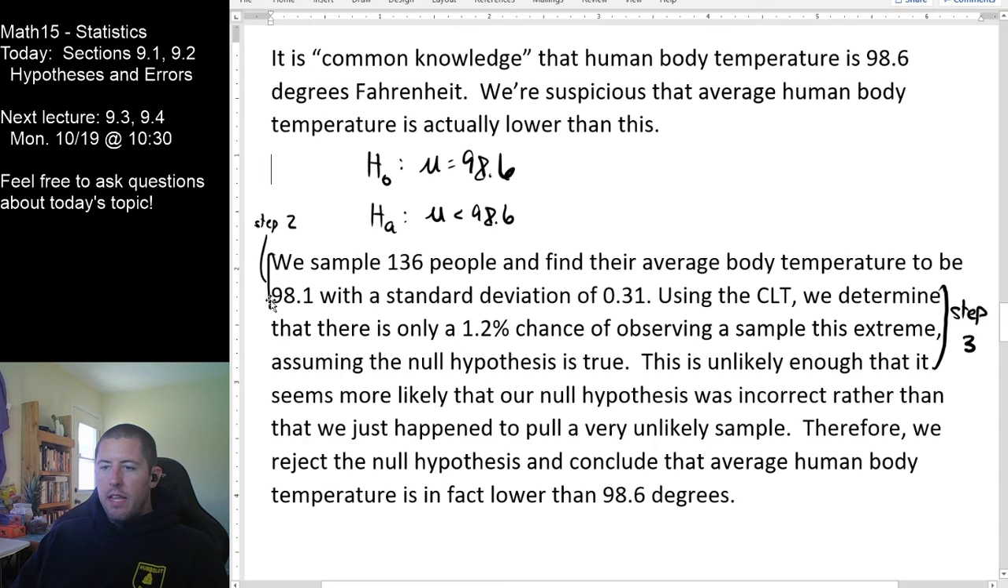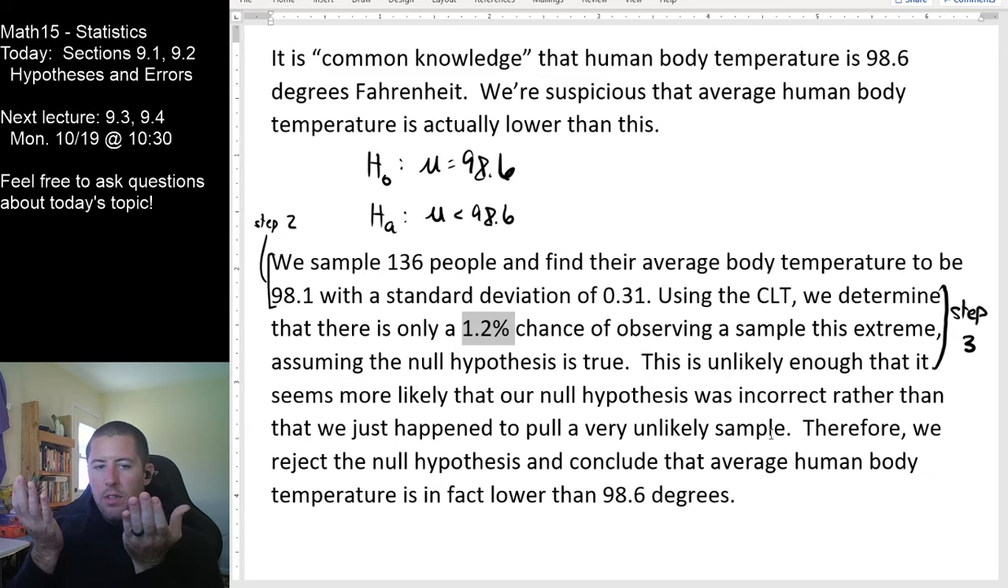136 people, 98.1 for the average, 0.31 for the standard deviation. We're going to come up with some probability out there, and I didn't compute this. This is just me throwing a number out there. We'll actually compute this probability next week. Using the central limit theorem, we are going to determine that this sample has a 1.2% chance of getting drawn if we assume that the null hypothesis is true.